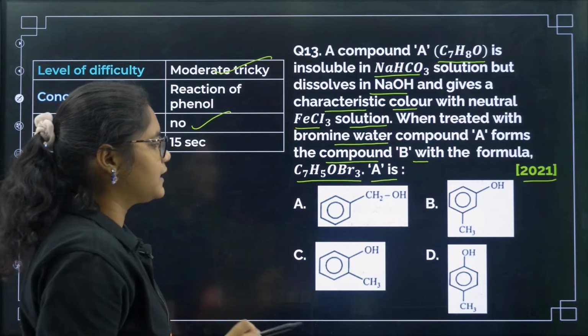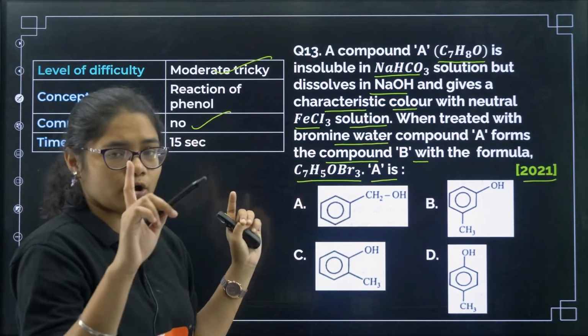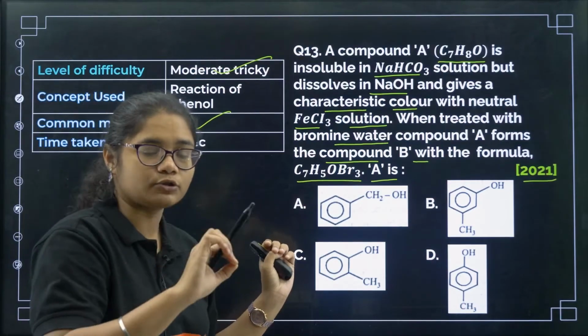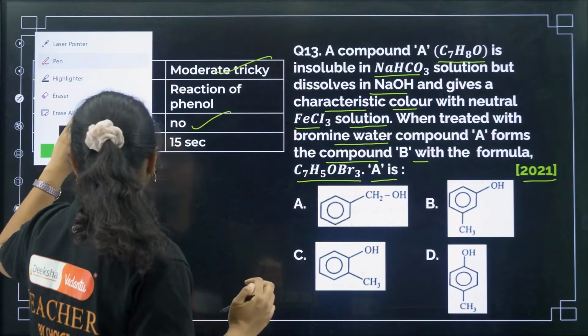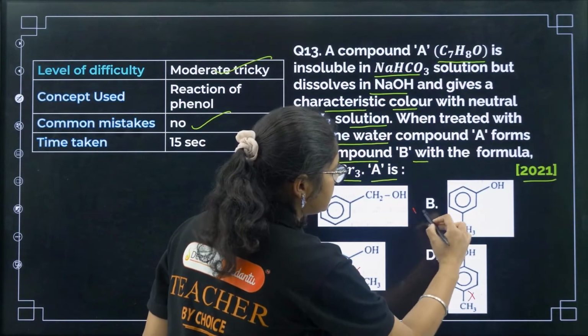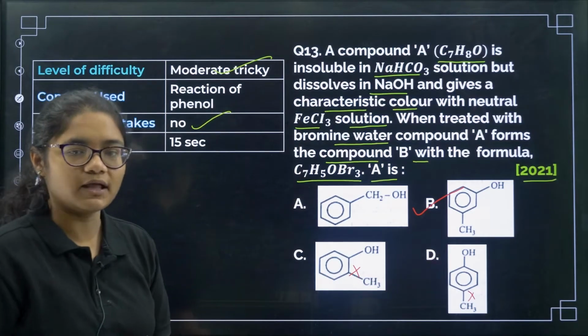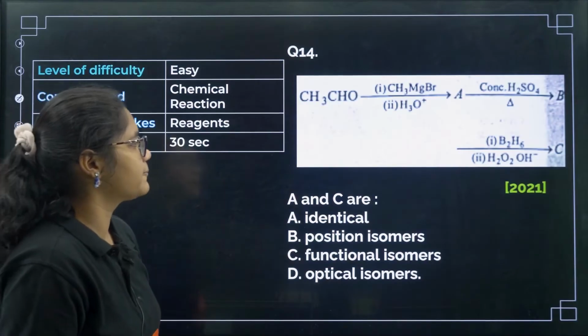Just as we discussed, this is also a moderate and tricky question. You should be very careful here. As I told you, the 2 ortho positions and 1 para position should be free. So we need the ortho and para positions free. Here the methyl cannot be there, and this cannot be there. It has to be metacresol. Option number B will be the correct answer. I have already discussed all the concepts, you can watch it again.